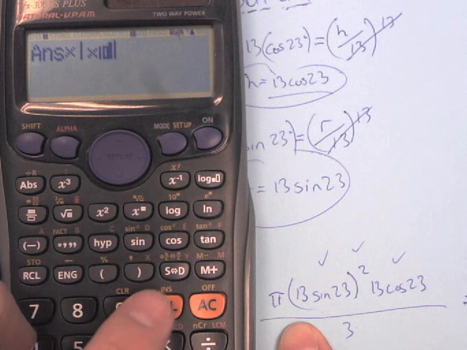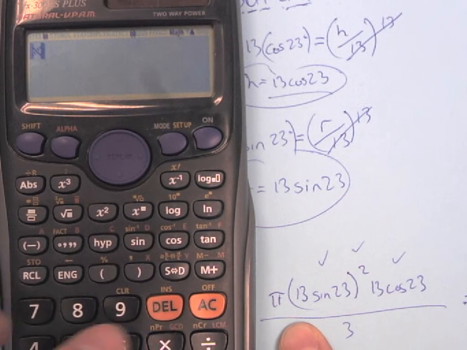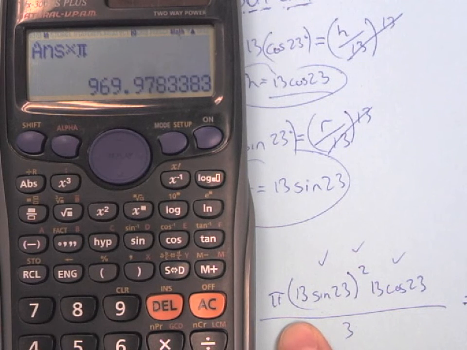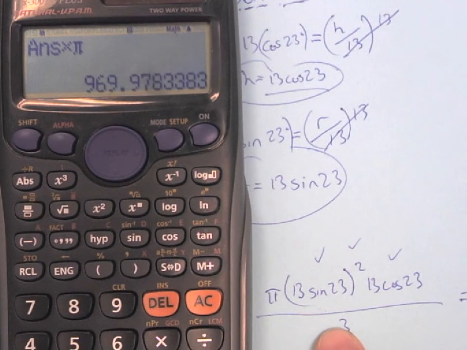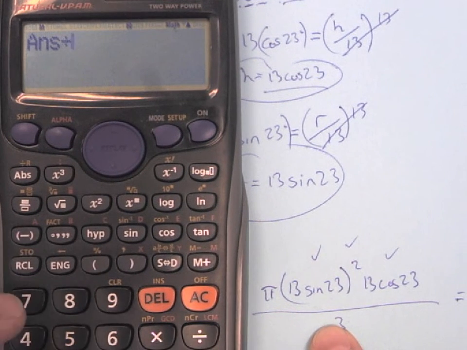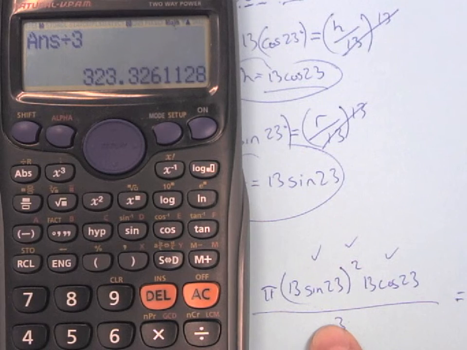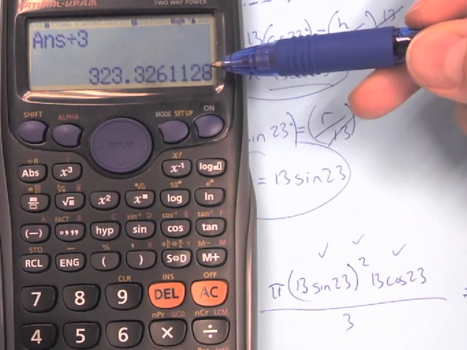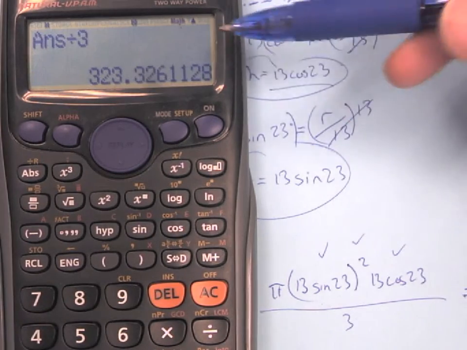Whoops. Let's get rid of that. So we need the answer times pi. Let me get that, and then the last thing is divide it by 3. We're not really rounding at all as we go. So, 323.326. That's pretty accurate. This is still an approximation. This isn't an exact answer because remember, the number is irrational.